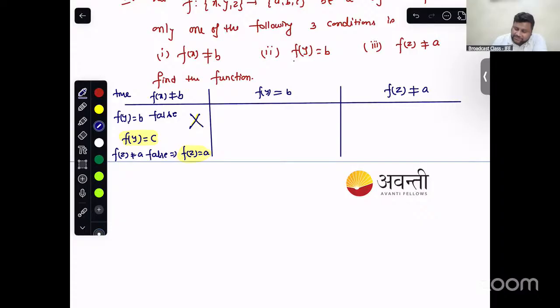Now, if they are saying f(y) equal to b is correct, that means f(y) came b because it is correct. Then they are saying f(z) not equal to a is false. That means f(z) is equal to a. That also means f(z) is a, f(y) is b. That means f(x) equals c. So this is a valid case. Got it? Because according to them, f(x) not equal to b is also false.